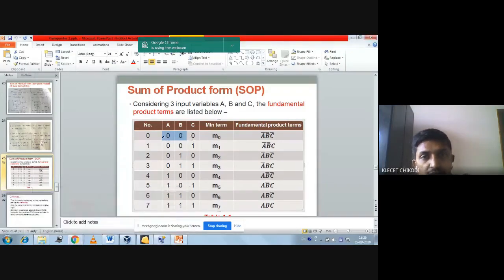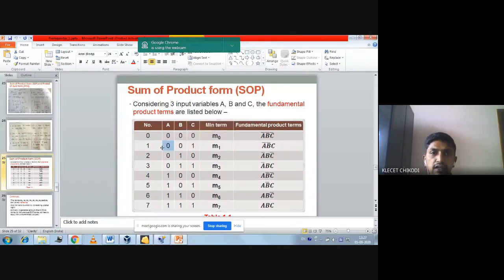You can see that here the input combination 0, 0, 0. So whenever there is a 0, we are taking the complement of the input variable. For this one, since this is a 0, we are taking the complement of that term, that is the input variable. We have taken A bar. Again, this one B is 0, that's why we have taken the complement of the input variable B bar. Again, this is the C, that is 0. Once again, we are taking the complement of the input variable. So if there is a 0, 0, 0, then the fundamental product term for the respective min term will be A bar, B bar, C bar.